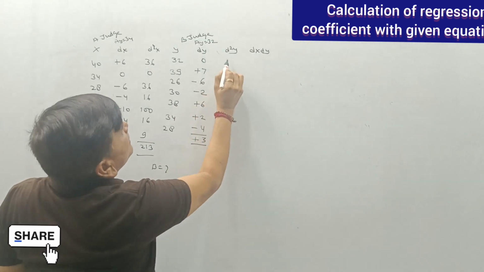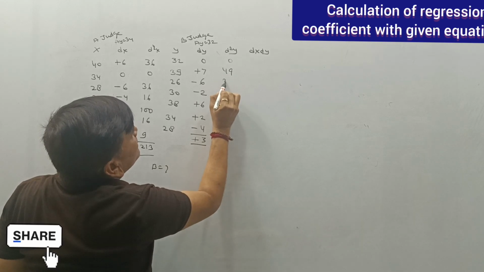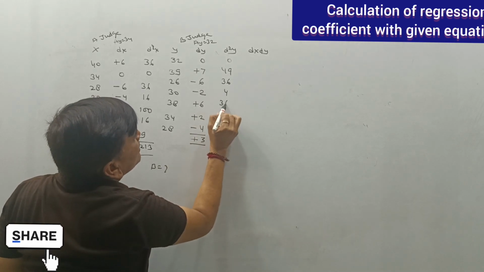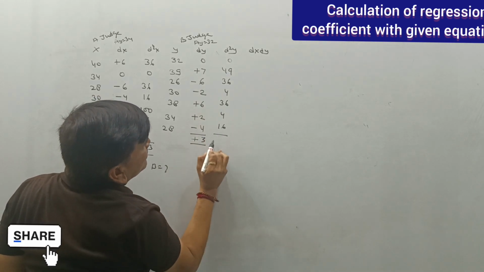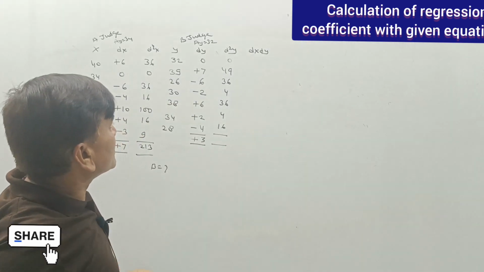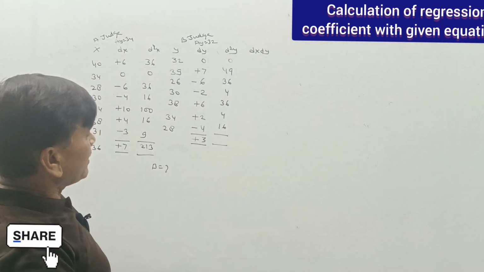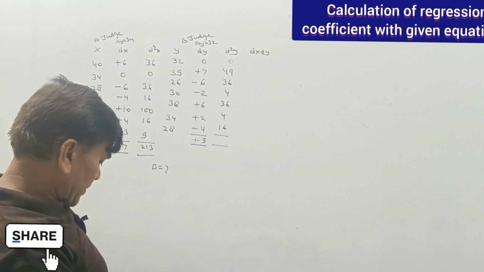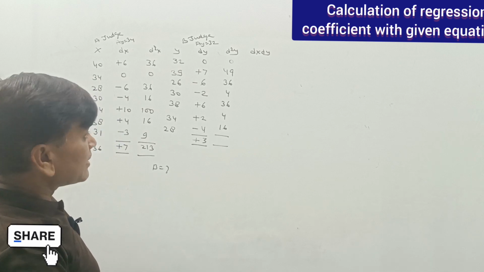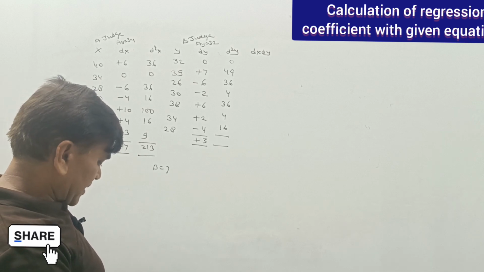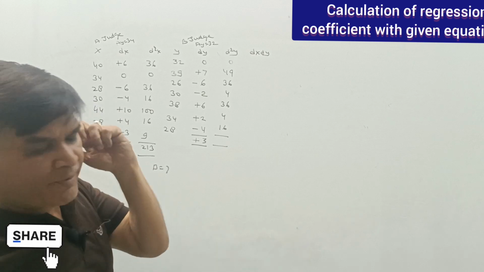Now the squares are 0, 49, 36, 4, 36, 4 and 16. So the addition of all these: 49 plus 36 plus 4 plus 36 plus 4 plus 16. So there will be 115.